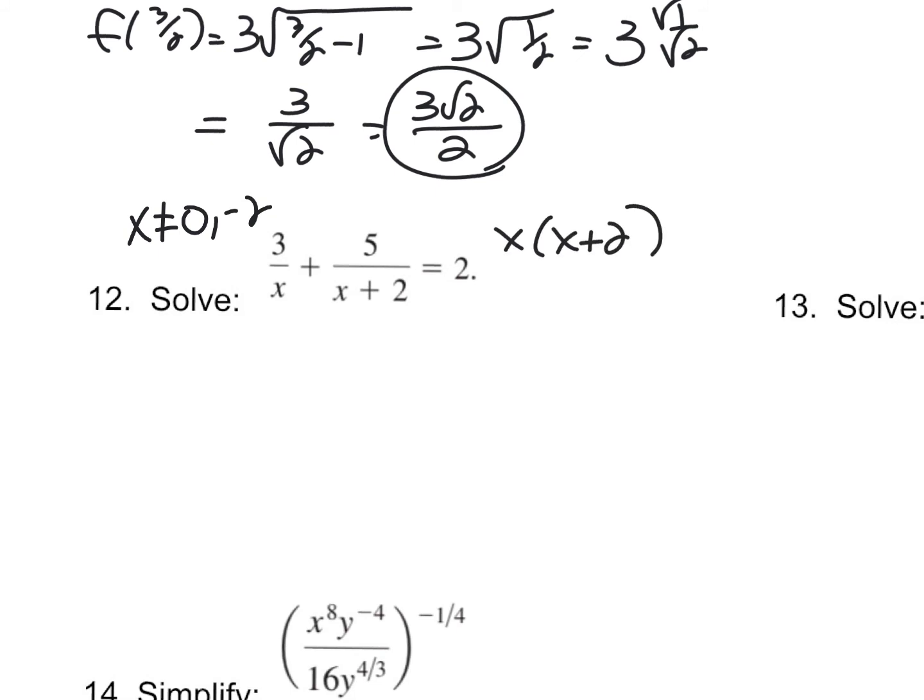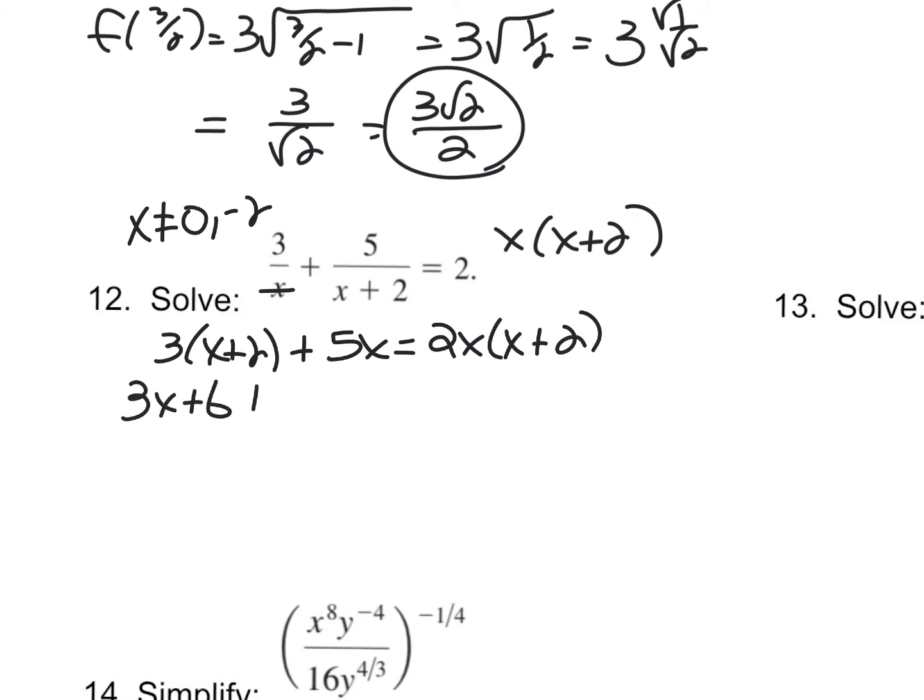Now the first term, the x's would cancel. That gives me 3 times x plus 2. The second term, the x plus 2 is going to cancel. It gives me a 5 times an x. On the right side, nothing at all cancels, so I have 2x times x plus 2. Then it becomes a bunch of algebra. We're going to solve this equation, do all the algebra steps you know. Distribute twice there. That's a square.